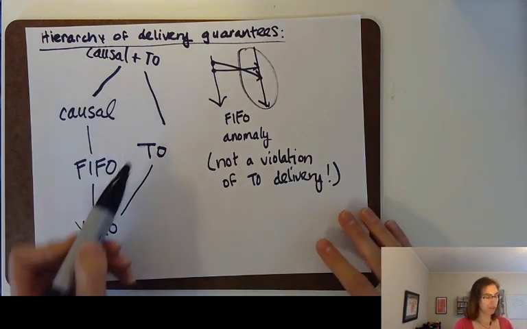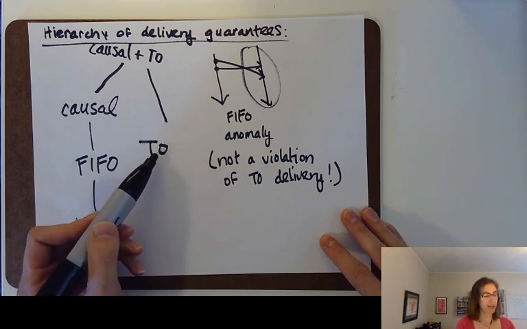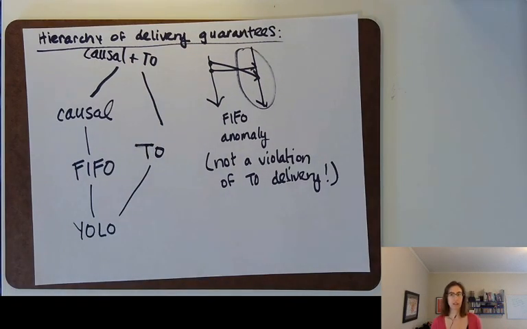And then if the system provides totally ordered delivery, well, that's great and useful, but by itself, it doesn't imply that there's either FIFO or causal delivery. So this hierarchy tells you something about what it is that you can expect out of a particular delivery guarantee.